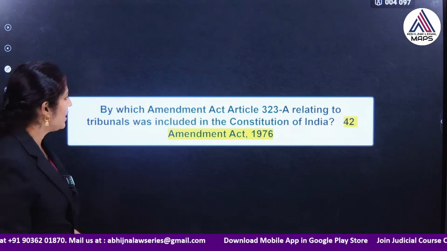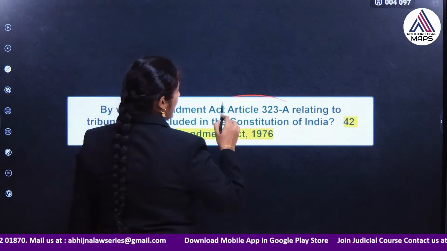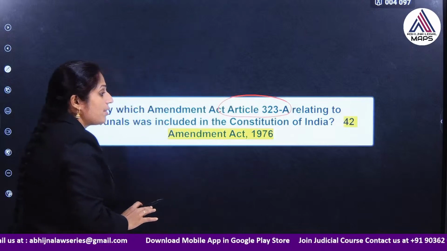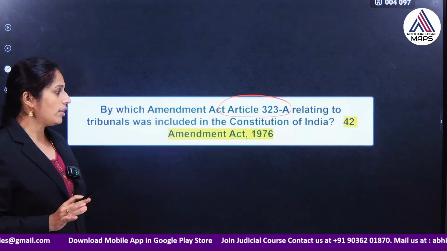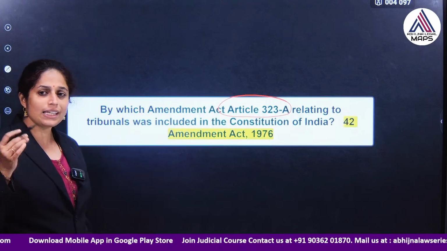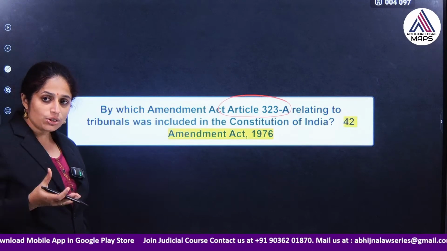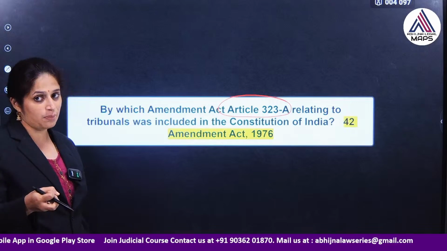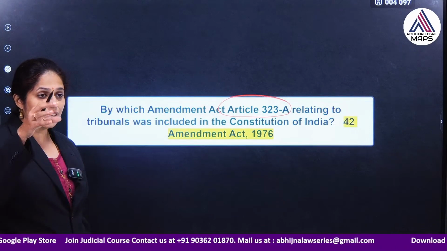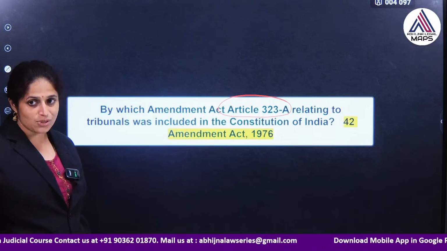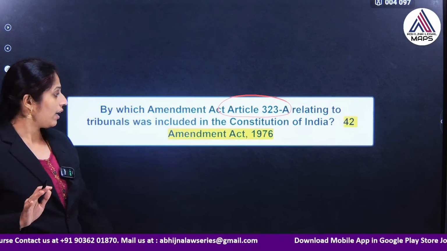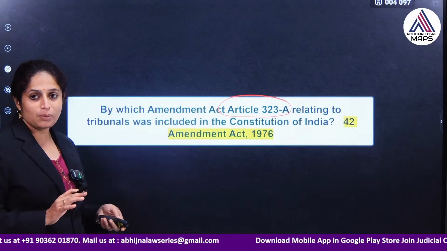Next one, article 323A pertains to administrative tribunals, they are relating to administrative tribunals. So, article 323B is regarding other tribunals. So, the constitution was amended by the 42nd amendment, saying that administrative tribunals can be established to look into service matters or administrative matters. Okay. So, this 42nd amendment was included.